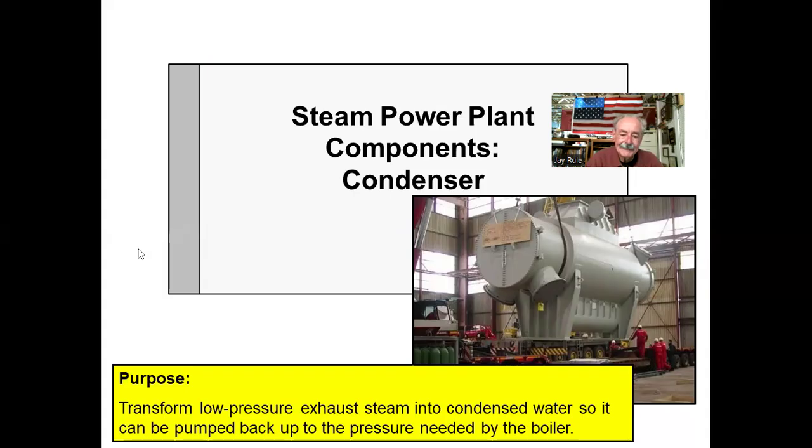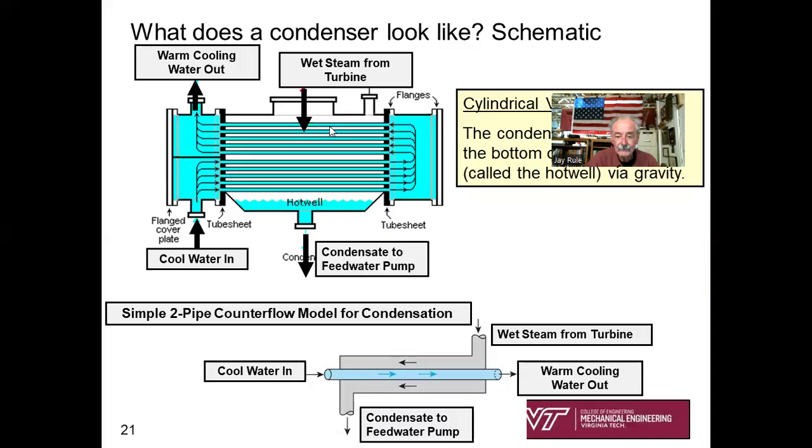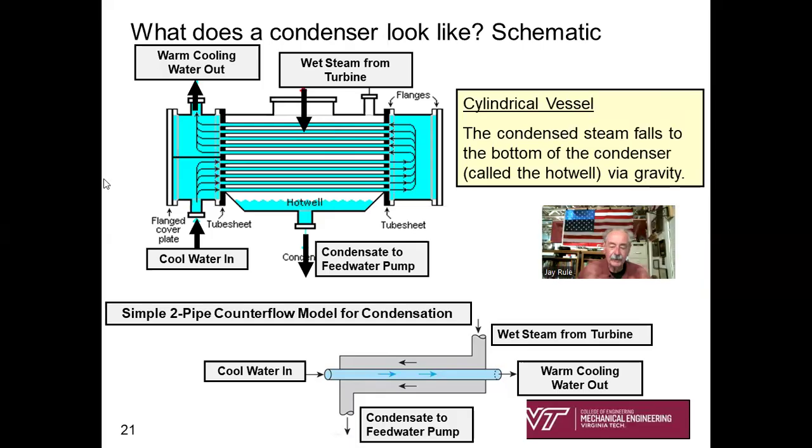Let's talk about what the condenser looks like. A condenser is a fairly simple piece of equipment, but as important as all the others. That was a picture of what a condenser looks like, but it's better to get started with this cutaway view sketch. Think of the condenser as a large cylindrical vessel. What's coming in the top of this cylindrical vessel is low pressure steam, exhaust steam from the turbine. It's going to be at a low pressure.